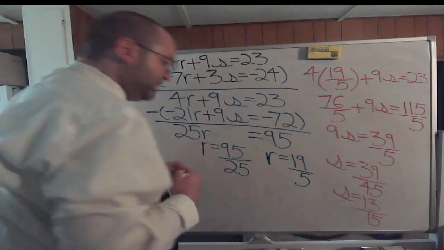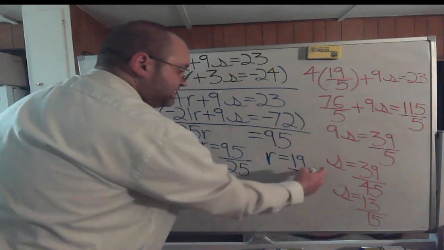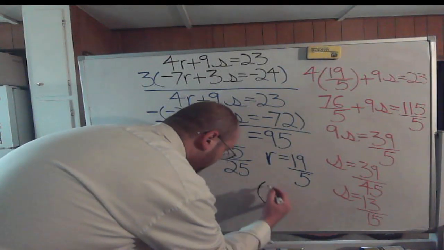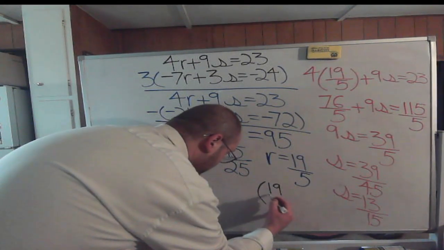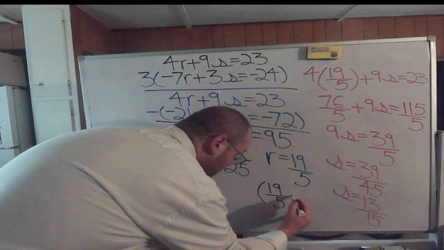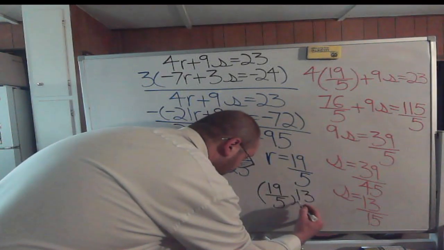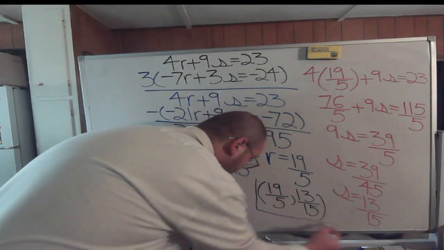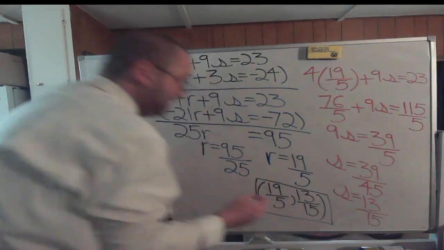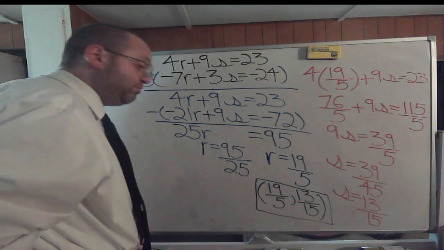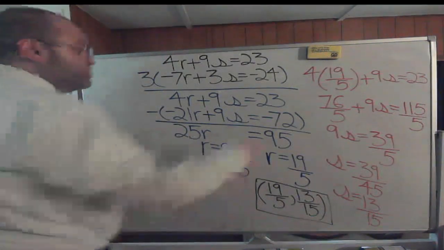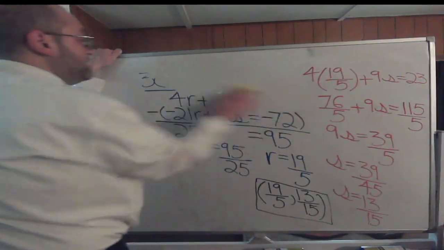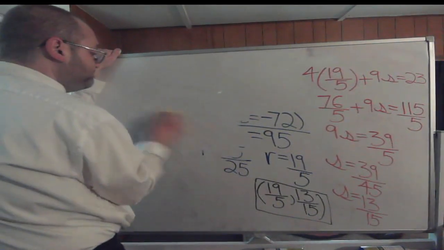So the s coordinate of your solution is 13 fifteenths, the r coordinate is 19 fifths. So your ordered pair, that's the solution, is going to be 19 fifths, 13 fifteenths. That would be your solution to this system of equations. Yeah, you can get ugly fractions sometimes. That does sometimes happen.